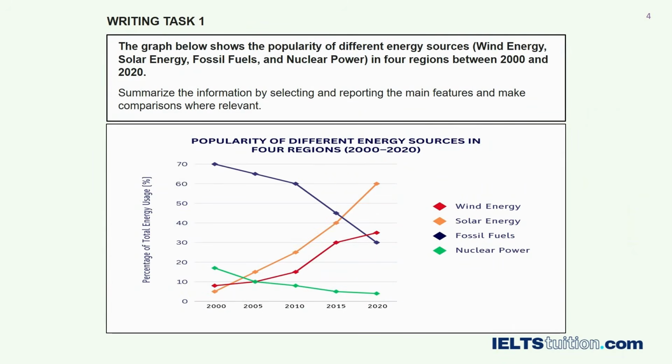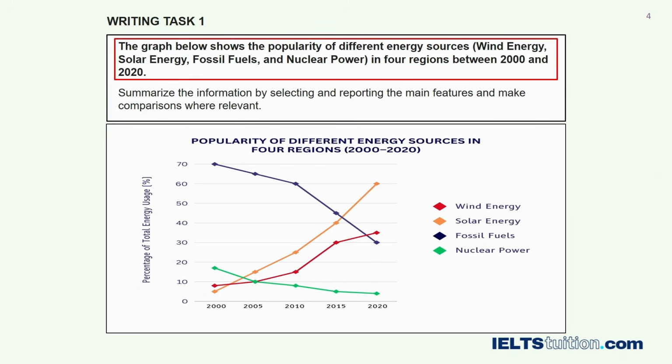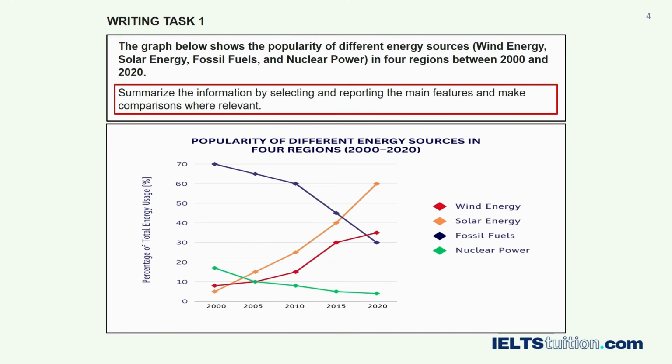This is what a Task 1 report question looks like. At the top of the task, you'll find a brief description explaining the content of the table or graph. It's crucial to read this carefully to understand what the data represents. Next, pay close attention to the instructions provided. These are pivotal because they outline exactly what you need to do in your report. The task will instruct you to summarize the information by selecting and reporting the main features and make comparisons where relevant. This directive is key to shaping your response.